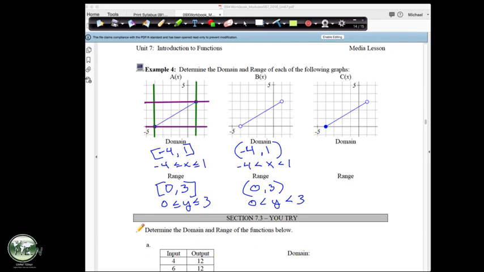And the last one, again, very similar to everything else that's going on, but what do we have here? Bracket. We got a bracket on that side, it's closed, so there's a -4, but when we get to the other end, which is +1, parentheses. Okay, and again, we got -4 less than or equal to x, and this one is just less than 1. Same thing with the range. Range starts at 0, goes to 3, 0 is included, 3 is not, and so we write that as 0 less than or equal to y less than 3.